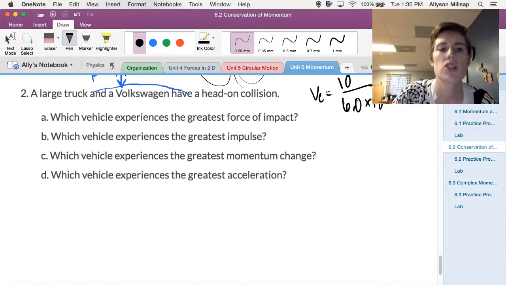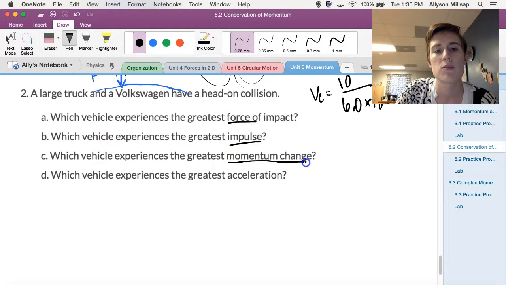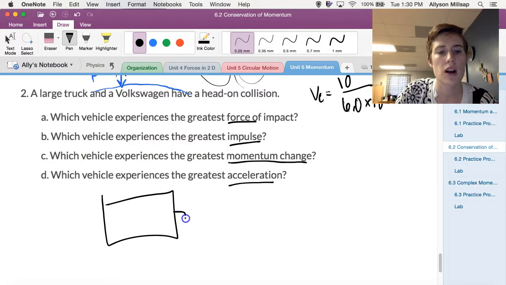Okay, the last question I'm going to go over: you should be able to describe the force, the impulse, the momentum change, and the acceleration in any kind of collision. There's a large truck and a little Volkswagen.